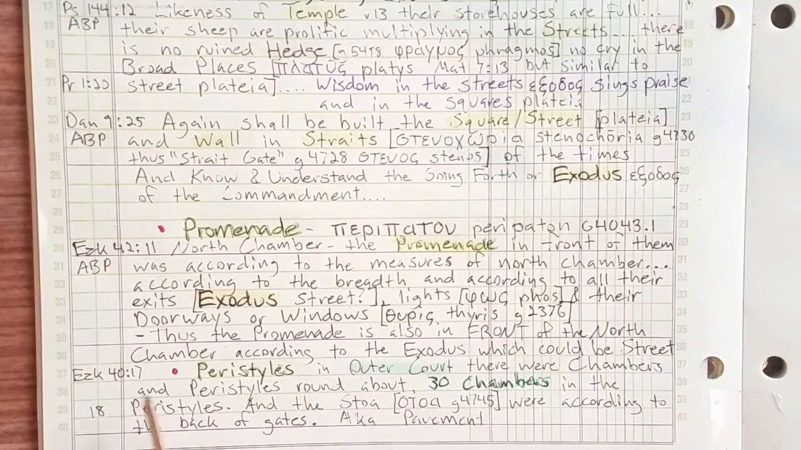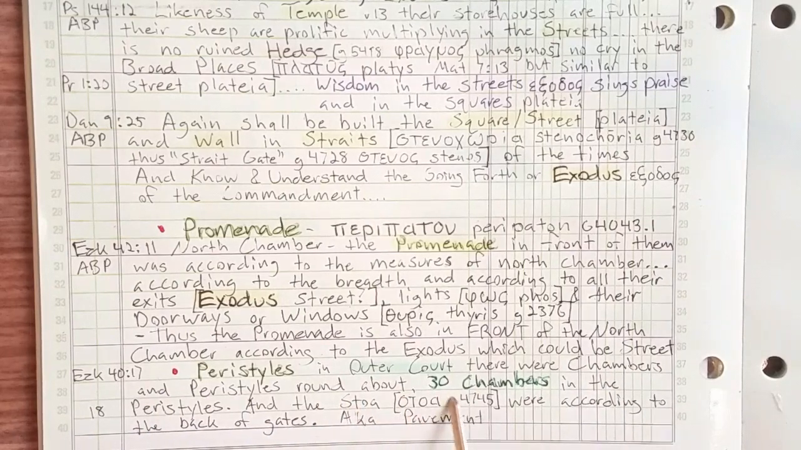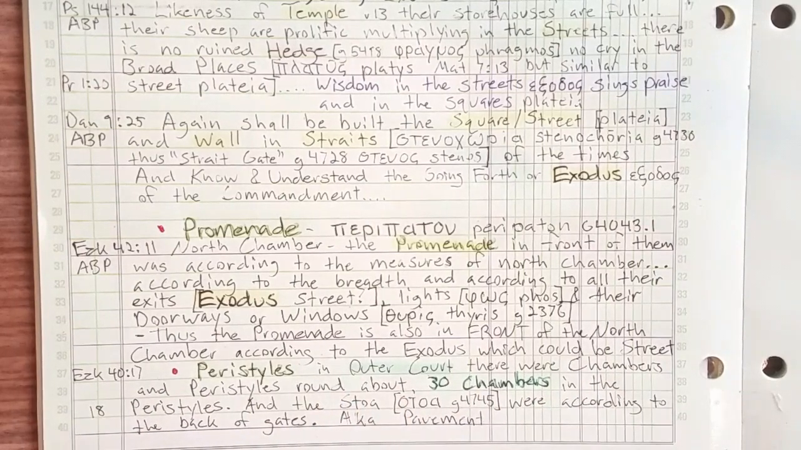And the peristyles. All right, so Ezekiel 40:17, and the peristyles in the outer court were, there were chambers and peristyles round about, the 30 chambers in the peristyles. So again, peristyles mean columns in a courtyard, okay? A courtyard area, and then a porch or covered pillars going around the courtyard area. That's what a peristyle is. And here it says specifically, and the stoa were according to the gates.